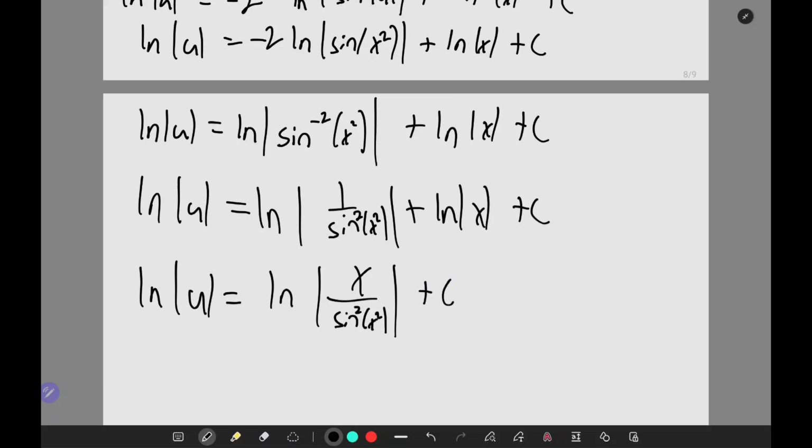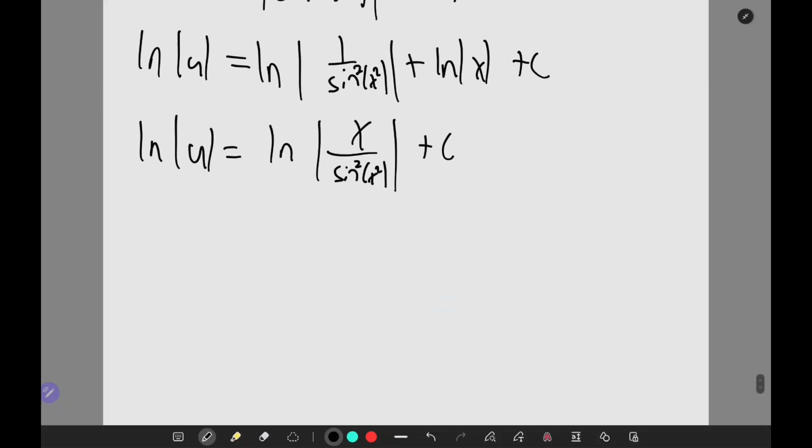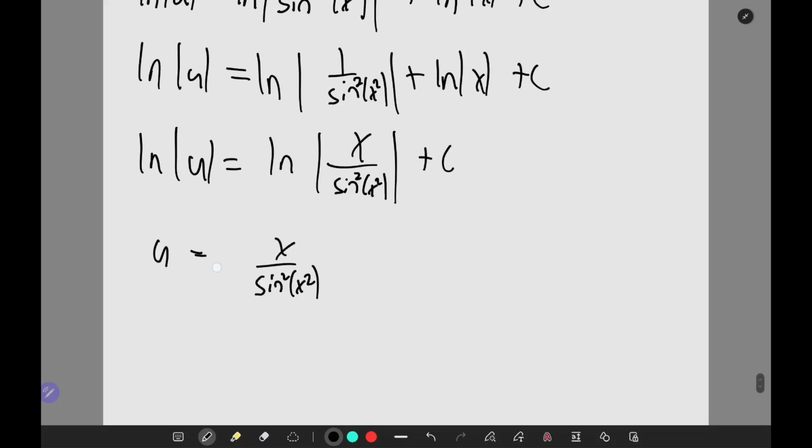Now we can exponentiate both sides. And we're getting there towards the answer. So now we're left with u is equal to c times x over sine squared of x squared, right? All I did was exponentiate both sides. It's going to become e to the c times that. This becomes a new constant. And then let me make sure this is correct. c x over sine squared x squared. Yep. Okay, now we go back.